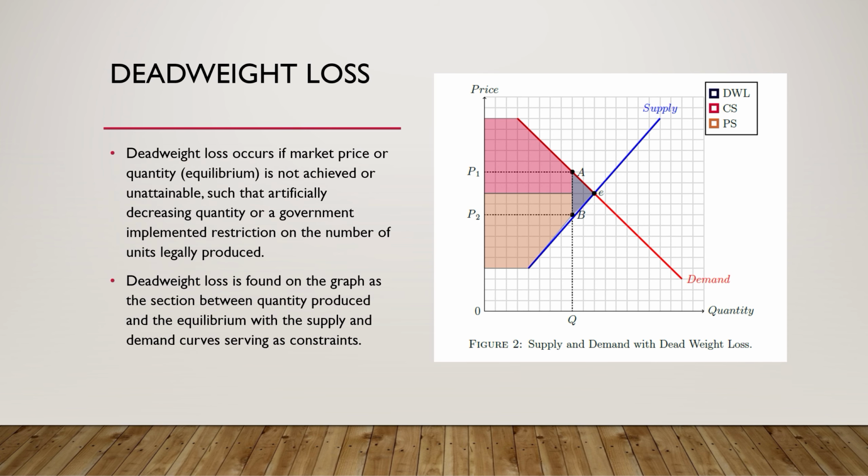In this, we have deadweight loss, which decreases both of these surpluses. Deadweight loss occurs if the market price or quantity equilibrium is not achieved or is unattainable. Deadweight loss is found on the graph as the section between quantity produced and the equilibrium, with the supply and demand curves serving as constraints.